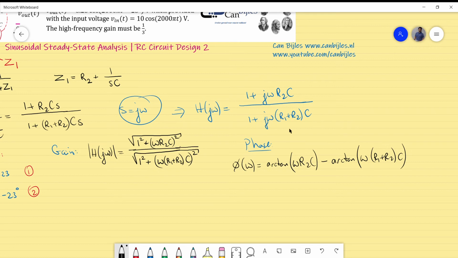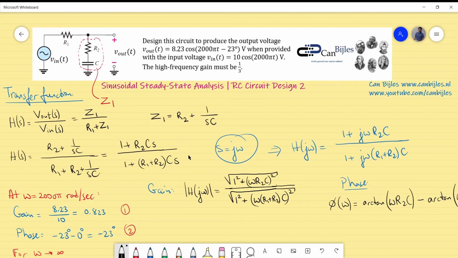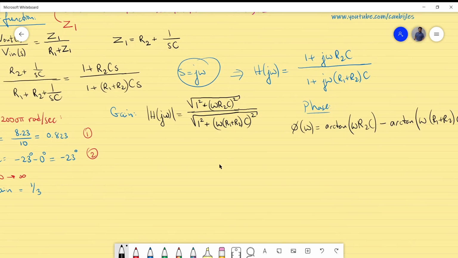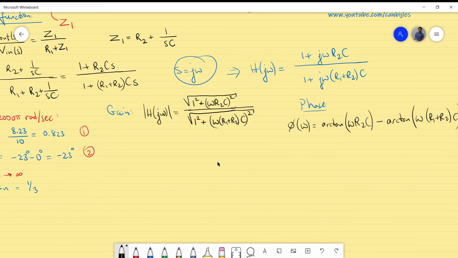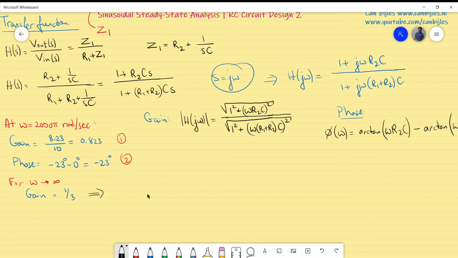This term will be much larger than this term, and this term will be much larger than this term. So you will actually have in effect j omega r2c divided by j omega (r1 plus r2) times c. So c omega j will cancel each other out, and you will have r2 divided by r1 plus r2. So you will see it exactly the same in a mathematical form and also in the circuit if you just consider the capacitor as a short when you have very high frequencies. So I can say the following, and that's also very important: at high frequencies, this will result in the following.